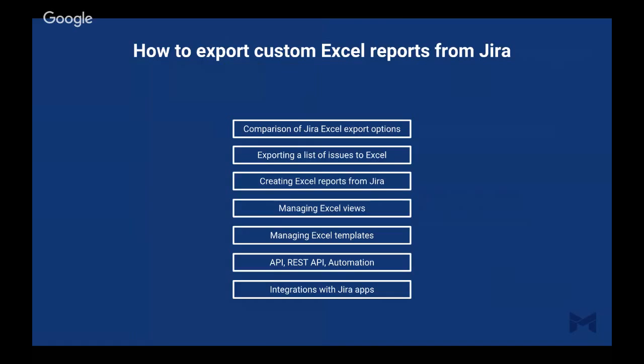Then we will see how to turn those issues into reports, and then we will clarify what the Excel views are and how you can use them, what the templates are and how you can use those, and we will look at APIs and other options for automating Excel exporting that will make your work faster and more efficient. And lastly, we will also look at integrations with other Jira apps.